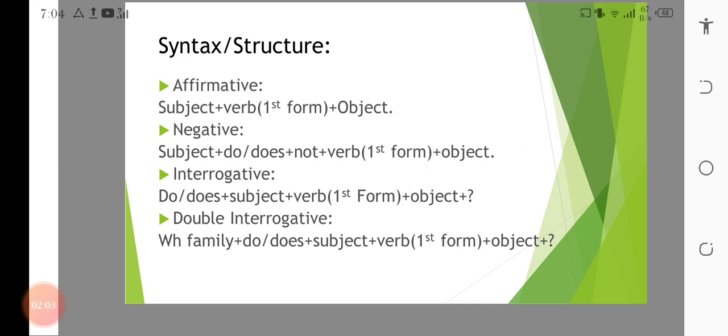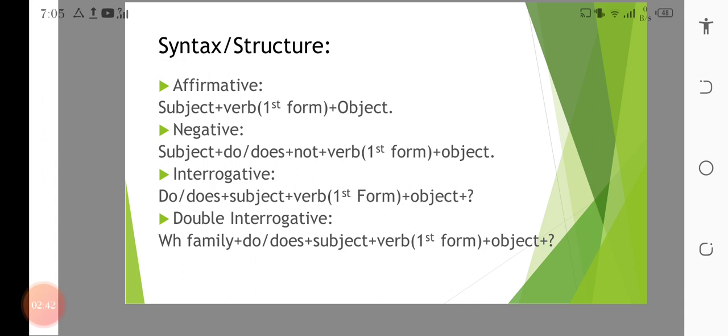In affirmative, you can see it's a very simple structure. Subject plus verb first form plus object. Remember one point here, that in indefinite, you will always use verb first form. You will never use second or third form. Now, the next is the negative. The structure is the same, where you will add do or does plus not. Because you are talking about the negative, so not will come with the helping verb, which is do or does. Now we will discuss further where we will use do or does.